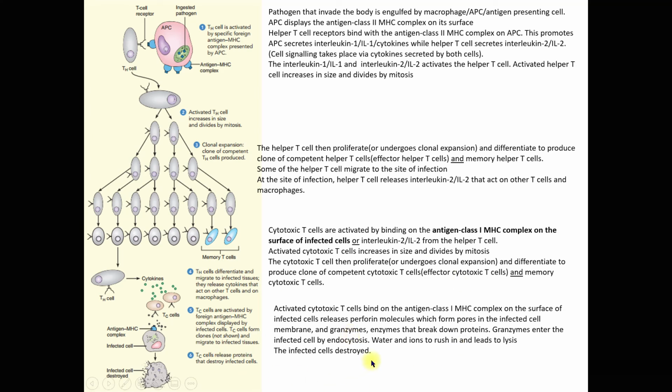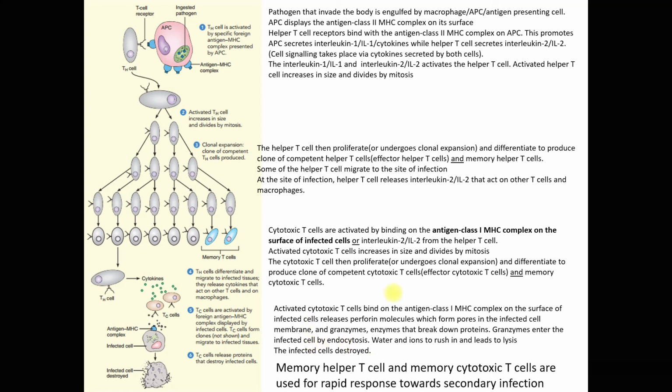So what will happen after that? Water and ions will rush into the infected cell and lead to the lysis of the infected cell. So the infected cells are destroyed. Bye-bye. Okay, so now, what happened to the memory helper T cell and memory cytotoxic T cell? This memory helper T cell and cytotoxic T cell are used for rapid response towards secondary infection.